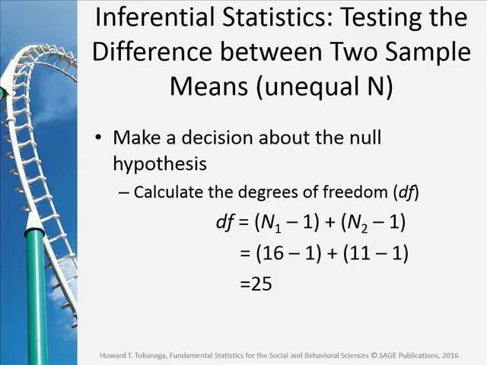Degrees of freedom, we just did this, no change here. Number in your group minus 1, plus the number in the second group minus 1. That's still the same. So we have 16 in one group and 11 in the other group. That's a total of 27. 27 minus two groups is 25.